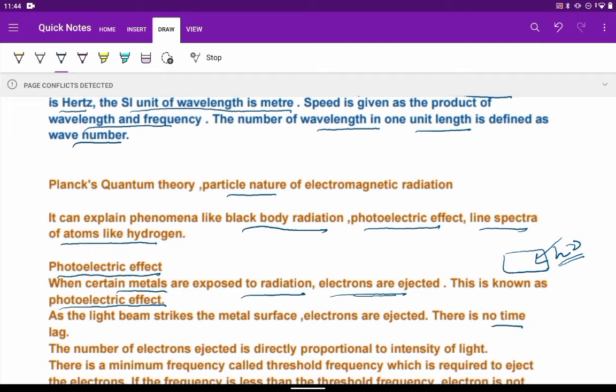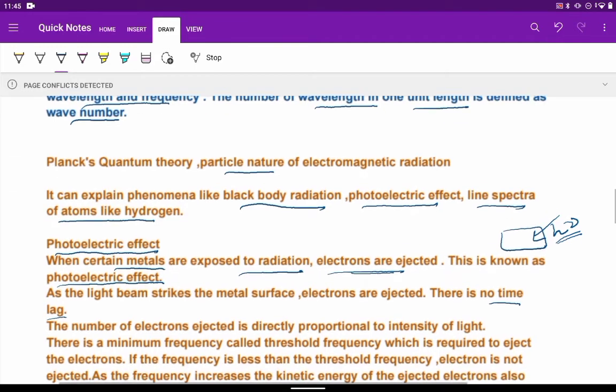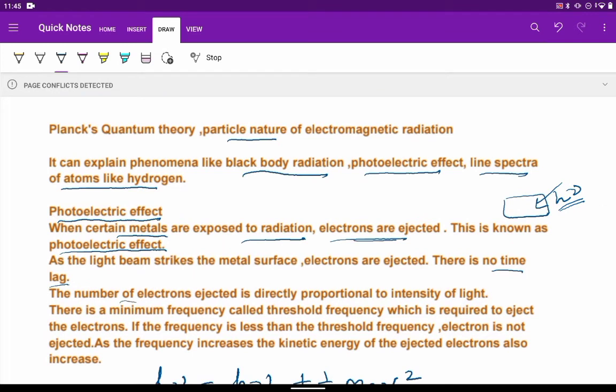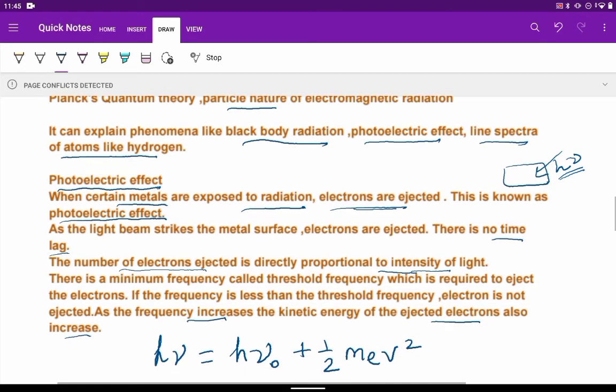There will be no time lag. As soon as the radiation falls on the surface, immediately electrons will be ejected. The number of electrons which are ejected depends upon the intensity of the light. Number of electrons is related to light intensity. Whereas the kinetic energy of the ejected electron will depend upon the frequency. As I told you, E is equal to h nu.